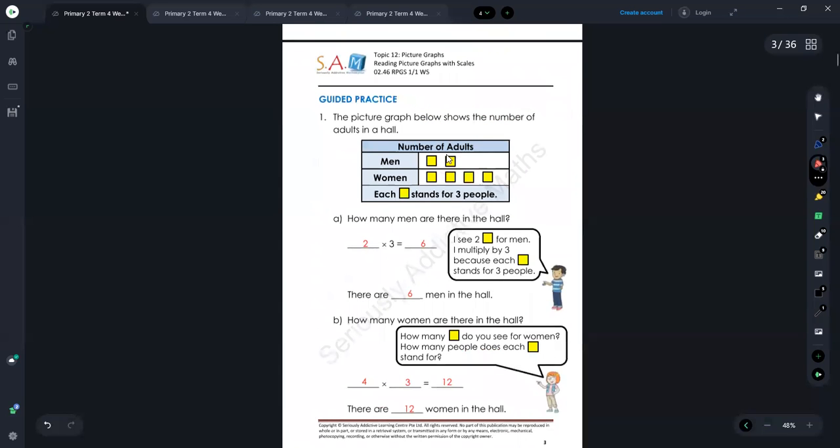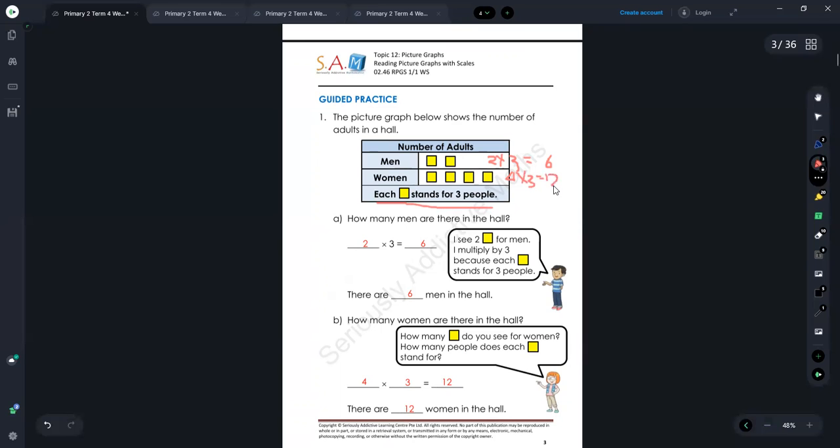Now let's do guided practice. The picture graph below shows the number of adults in the hall. Men is 2 squares, women is 4 squares. They need to look at the legend here first. The legend says 1 square stands for 3. So there are 2 squares, and the equation should be 2 times 3. I know there are steps here, but get them to do it here first. This is to train them to make direct comparison with the graph so they have a better understanding. Then this one is 4 times 3, which equals 12.